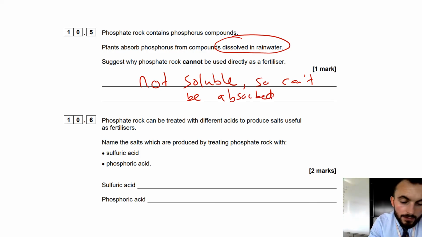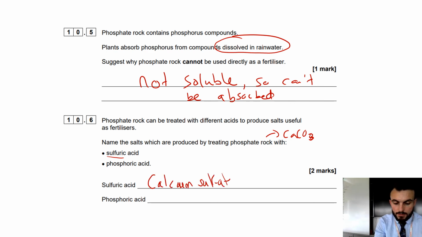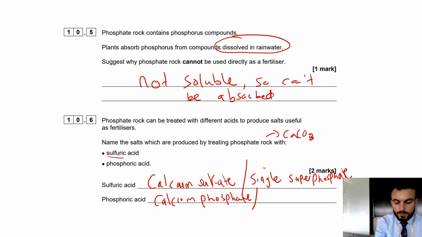Next one. Phosphate rock can be treated with different acids to produce salts useful as fertilizers. Name the salts which are produced by treating phosphate rock with sulfuric acid and phosphoric acid. You've got to think about rock as well, as always. It's always got calcium carbonate in it and stuff. So for sulfuric acid, we could end up with calcium sulfate. You could also end up with a single superphosphate. And then for phosphoric acid, we could get calcium phosphate, same rule as before, or we could end up with a triple superphosphate. The first answer for each one is more obvious than the second.